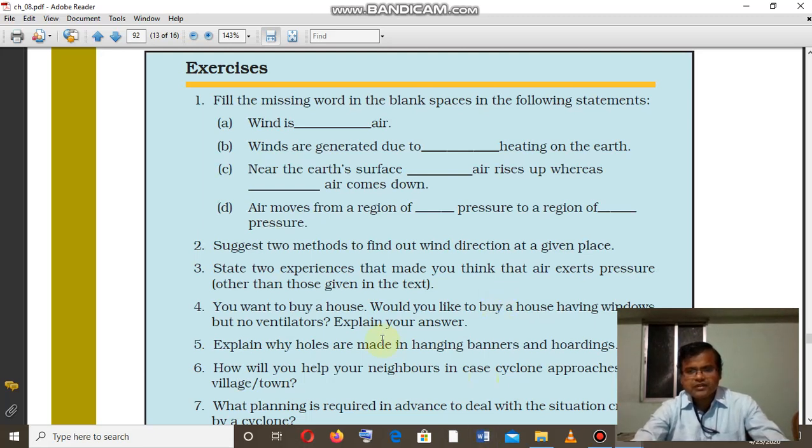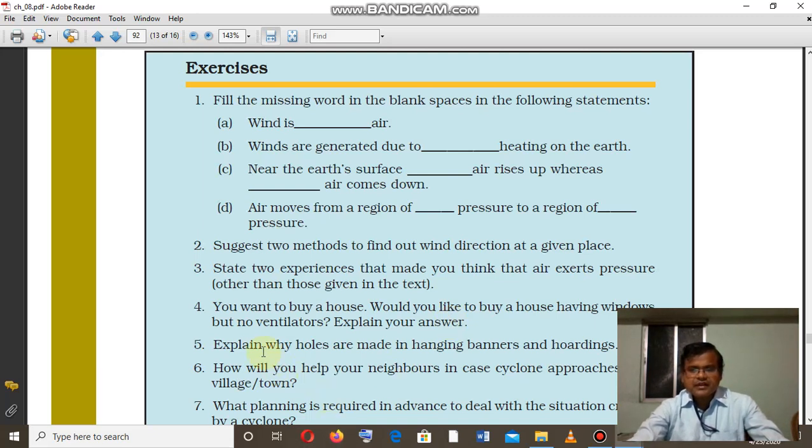Question number 4. You want to buy a house. Would you like to buy a house having windows but no ventilators? Explain your answer. It is not a good idea to buy a home without ventilators because warm air is lighter than cold air. Hence, warm air pushes out through the ventilators. Without ventilators, warm air will not pass out and the house will remain hot or warm.